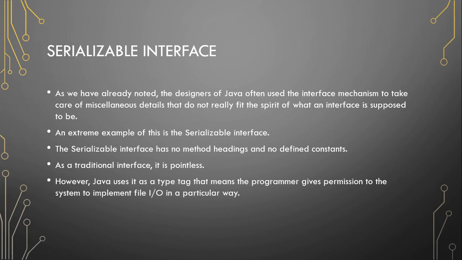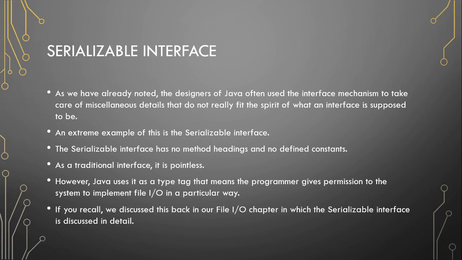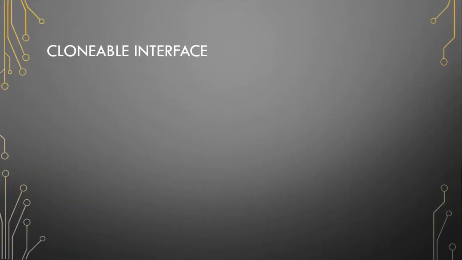However, Java uses it as a type tag that means the programmer gives permission to the system to implement file output in a particular way. In fact, if you recall, we discussed this back in our file chapter in which the serializable interface was discussed in detail. So we're not really going to hammer too much on the serializable interface. If you need to remember what it does or how we use it, go back to the file chapter and reference your notes there. But let's today focus more on the clonable interface.